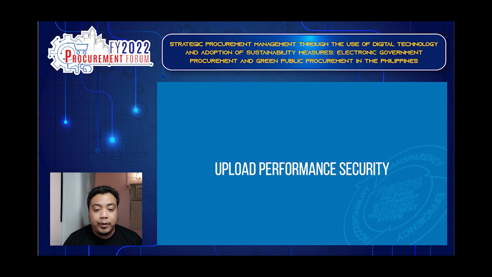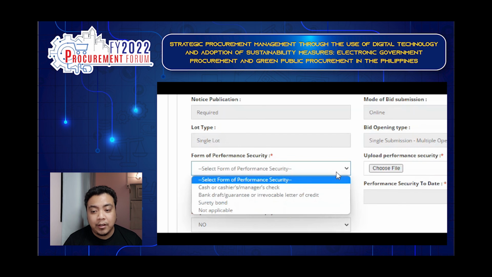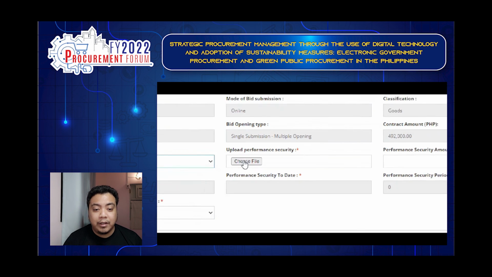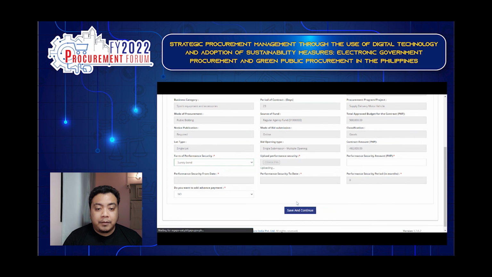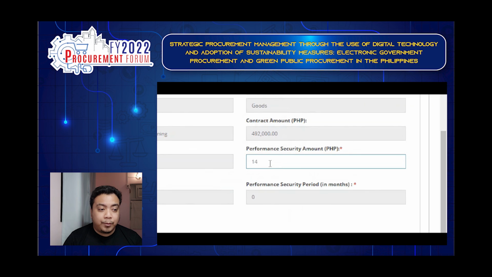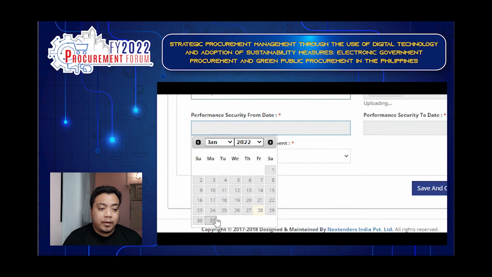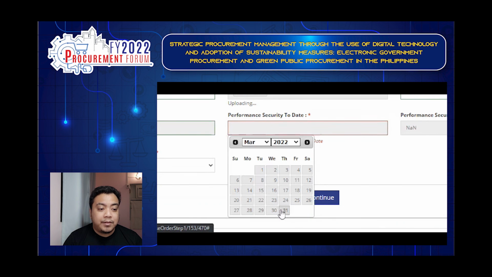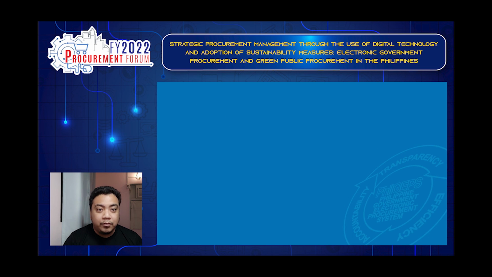So now we need to upload the performance security from the merchant. So we select the performance security, for example, surety bond, and then upload the performance security. And then encode necessary information like the amount, the date, and the span of the performance security, until when it is valid. And then click save and continue.